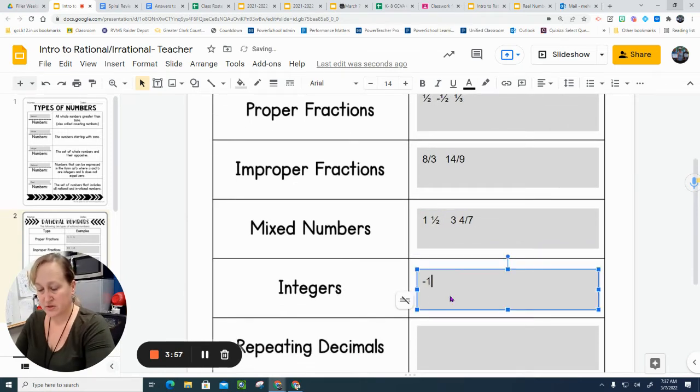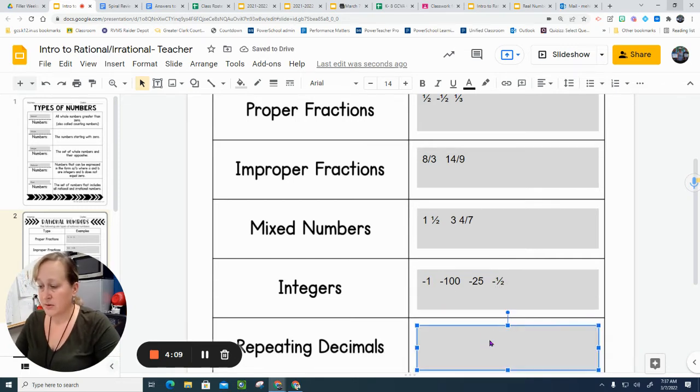Integers are your counting numbers like -1, -100, -25, -1/2. They're all of your negative numbers and your integers.